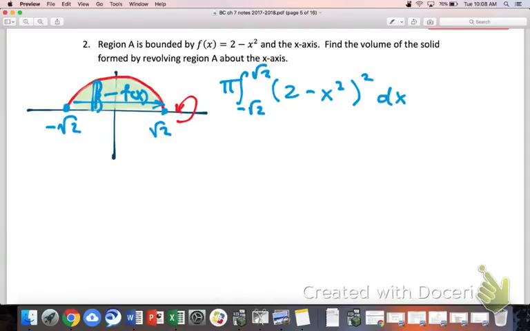Isn't there symmetry? There's symmetry to this, right? Because it's a parabola, so it's going to have y-axis symmetry. By no means do you have to do this, but you could take Caroline's suggestion and change your limits of integration from what we originally had to 0 to root 2.